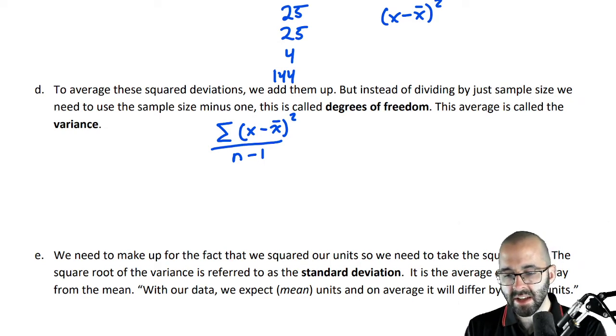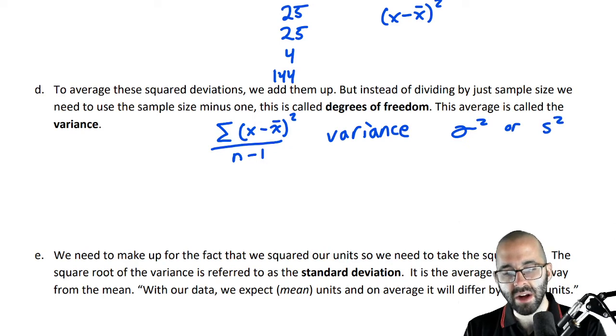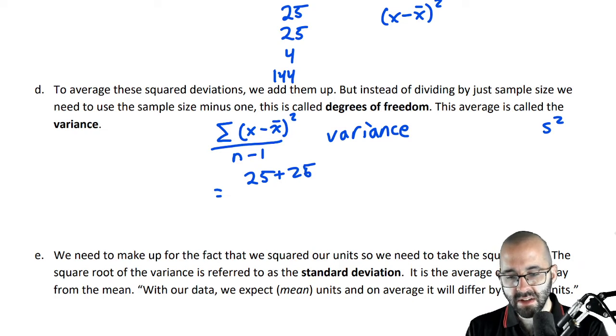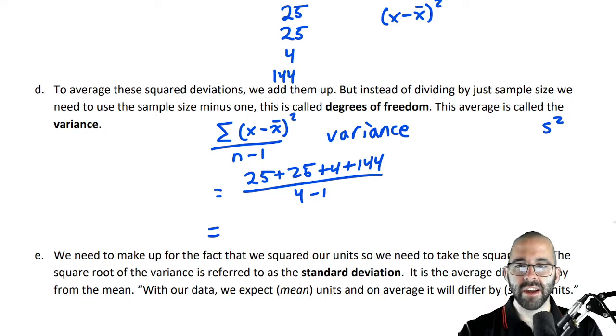This is the variance. And a lot of times it's called sigma squared for population variance, or sometimes s squared for sample variance. And actually, since we're dividing by n minus 1, it's always just going to be s squared for the sample variance. Okay, so let's add up all of these and divide by n minus 1. 25 plus 25 plus 4 plus 144. Just add up all of these, divide by, there are 4 data points, and subtract 1. And we could type that into our calculator.